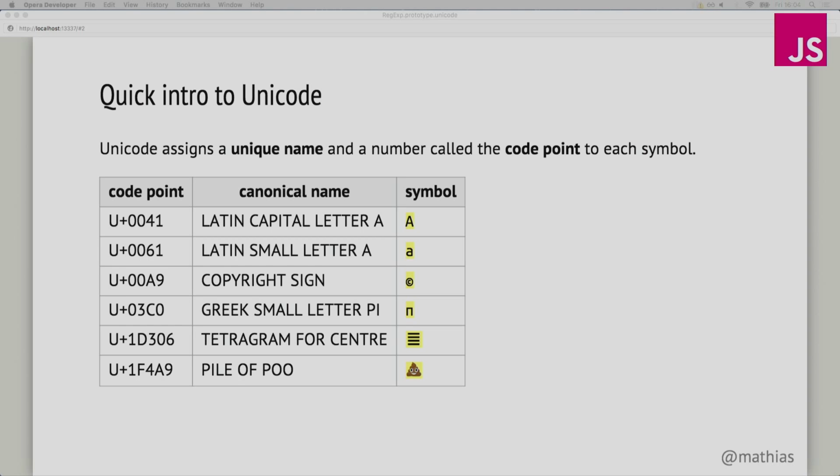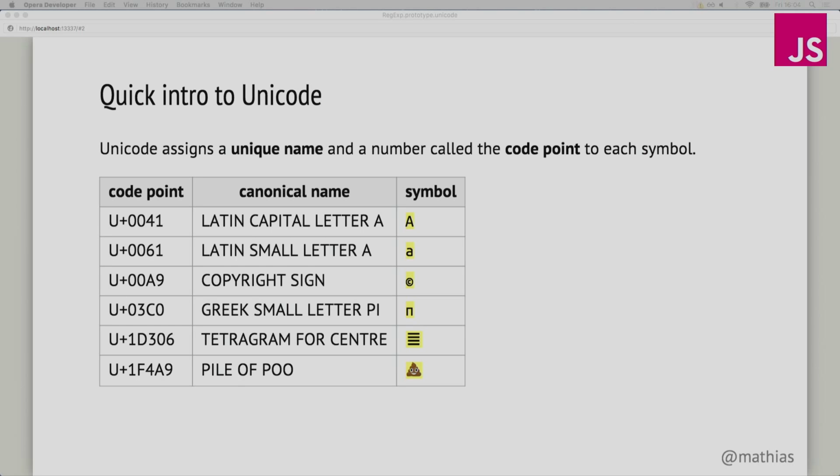Now, this is very useful because it allows you to refer to a specific symbol without having to use the symbol itself. You can just refer to the code point or to the name, and everyone can look it up in the Unicode standard and know exactly which symbol you're talking about. Now, code points are usually formatted the way you see here. They get the U+ prefix, followed by a number of hexadecimal digits, and usually they're zero-padded up to at least 4 hexadecimal digits as well.